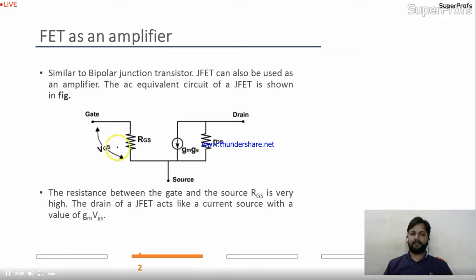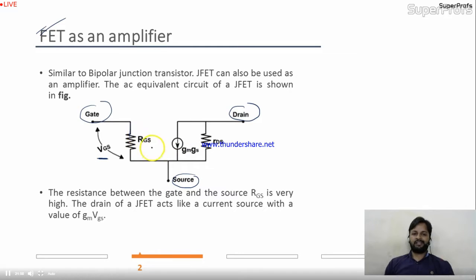Now FET is an amplifier. This is the FET equivalent circuit. We have seen the equivalent circuit of the BJT earlier. Now similar to bipolar junction transistor, JFET can also be used as an amplifier, and the AC equivalent circuit of JFET is given below over here. See, this is the input resistance I'm choosing. Gate terminal, source terminal and drain terminal. From gate to source, the voltage is VGS.